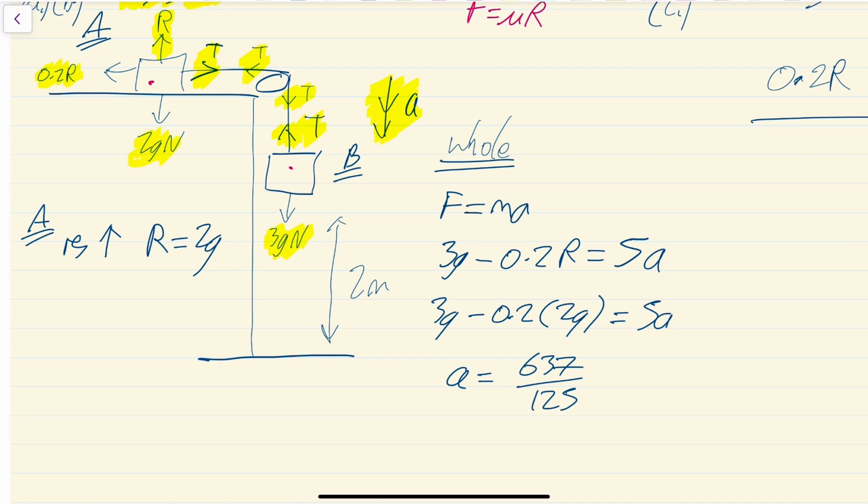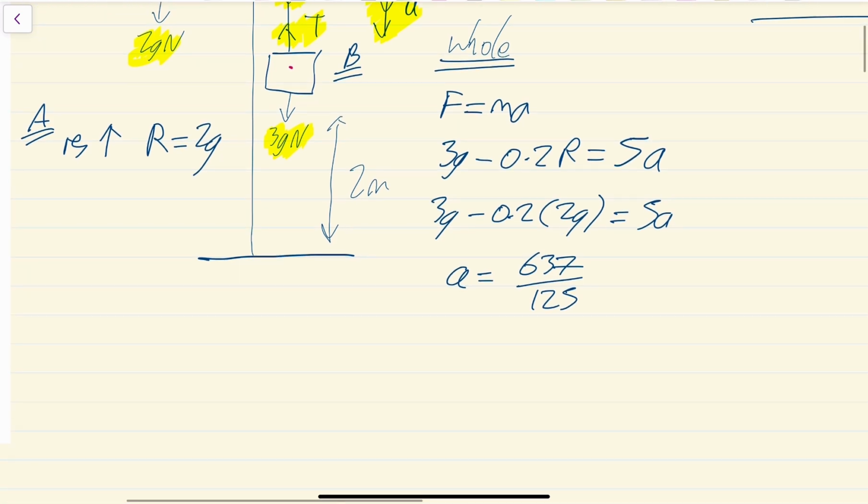Now the question just becomes a SUVAT question, or a constant acceleration question, because it starts from rest. So my initial velocity is 0. This is my body B.